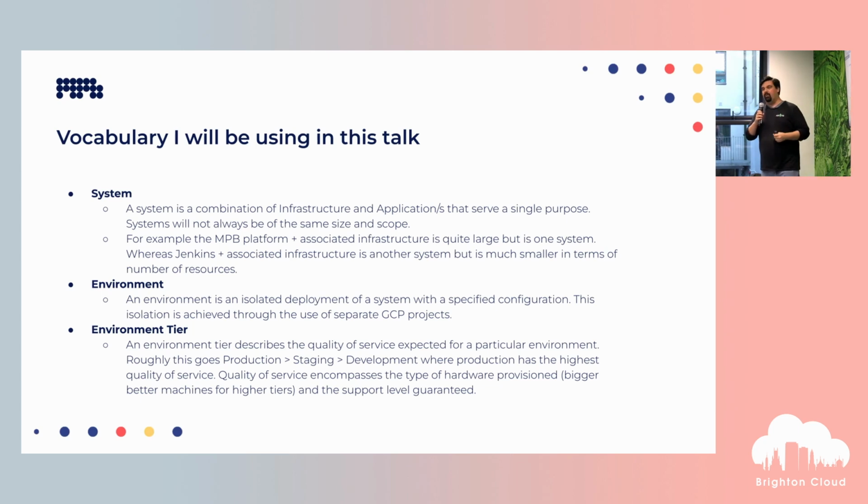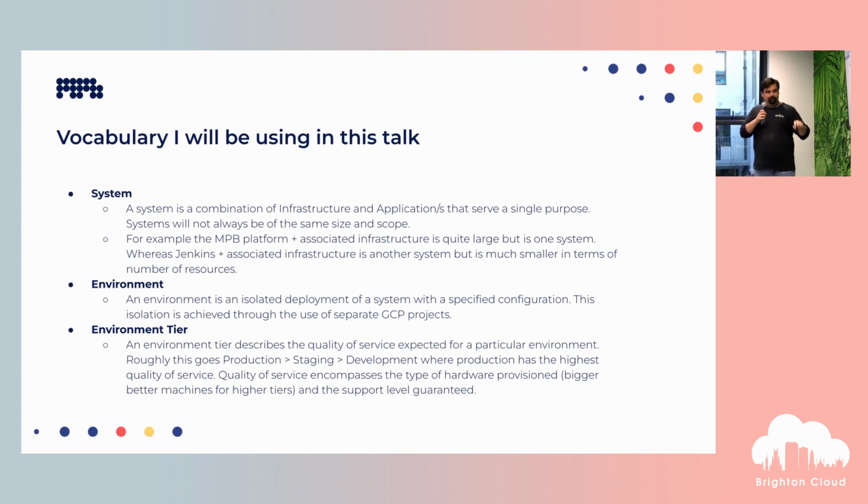So first is, what is a system? And a system for us is any combination of infrastructure and applications that together serve a single purpose. And systems are not always of the same size and scope. So tonight, we're going to primarily be talking about the MPB platform that serves our website and our backend for our warehouses. And if you go to mpb.com, you can see it running. But another one that we run is Jenkins and its associated infrastructure. We call that internal services. So those things are a system conceptually because it's the infrastructure and the app.